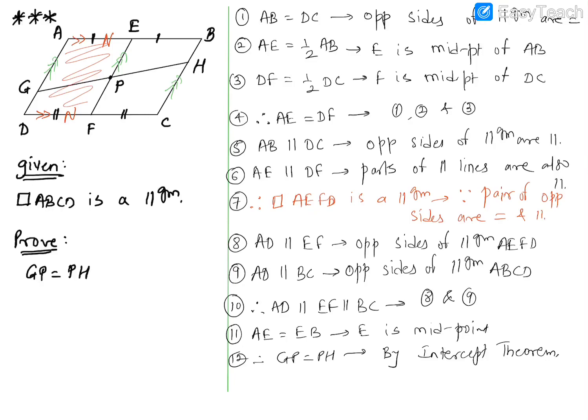Got it? So we have proved what eventually? That therefore GP is equal to PH. That's the end of it. So out here then we can say that this side is equal to this side. Got it? So that's the end. There are 12 statements, and this problem they ask for some 4 marks in the exams. Very, very important problem from the exam point of view.